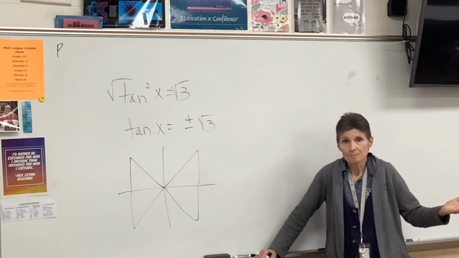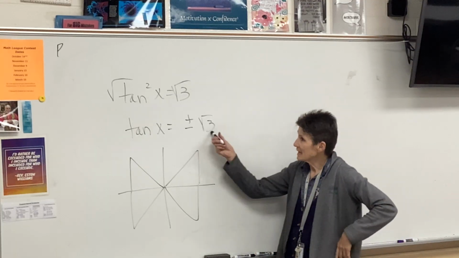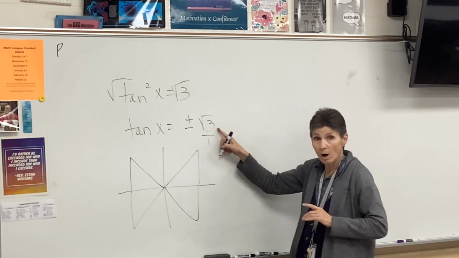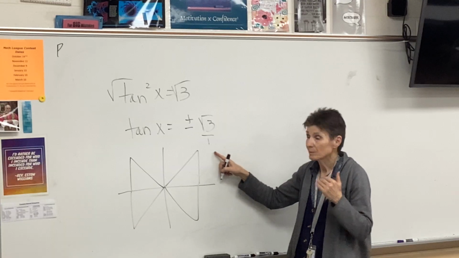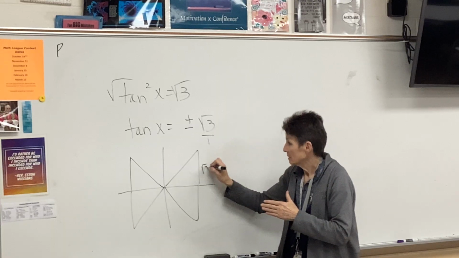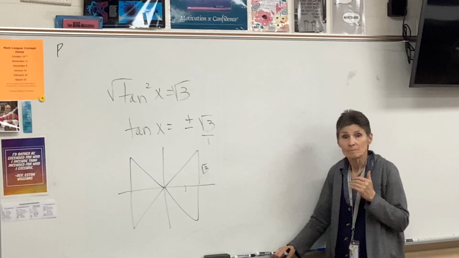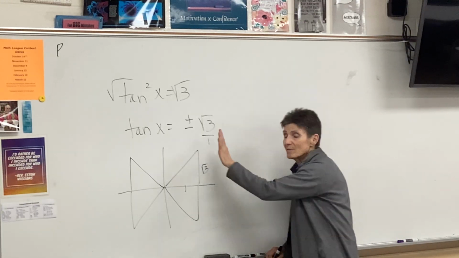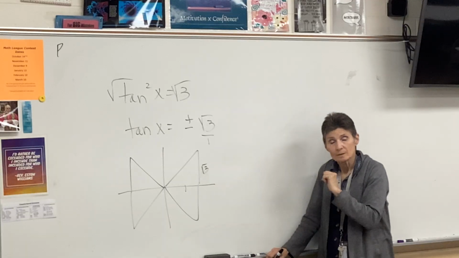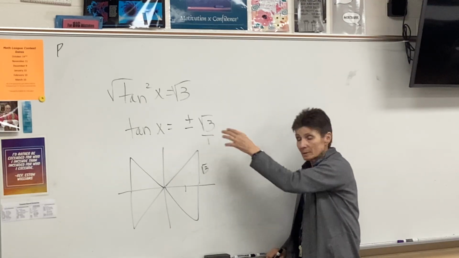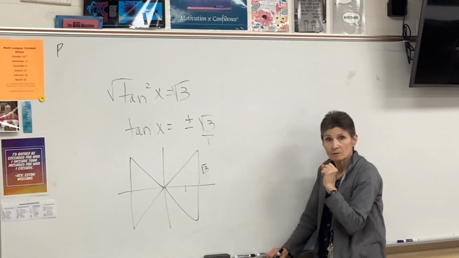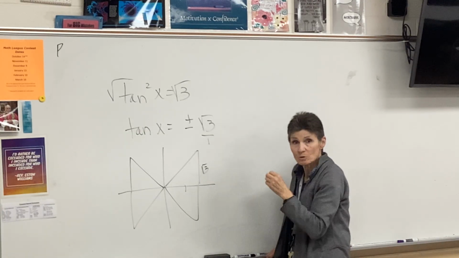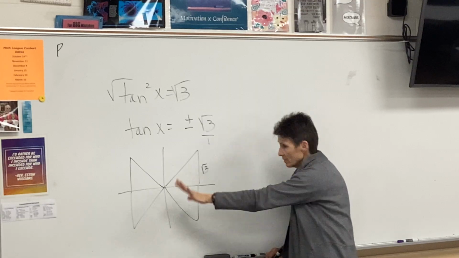You can be anywhere. And we want the tangent, I'm going to go ahead and make it a fraction because it's y over x, opposite over adjacent. And I only need to label one triangle because I know the angles are going to be the same. In one problem, all the triangles are going to be the same in one piece of the problem. So if we say tan x equals root 3, they're all going to be the same.